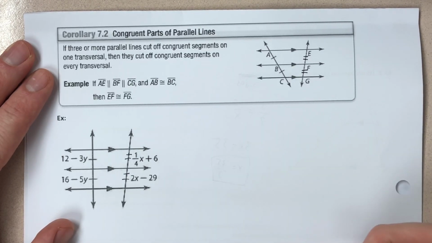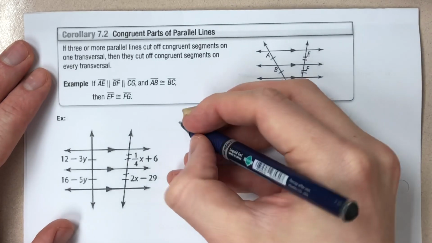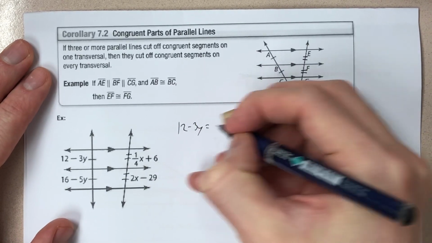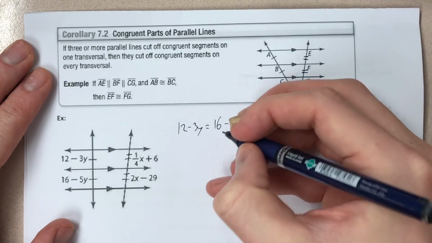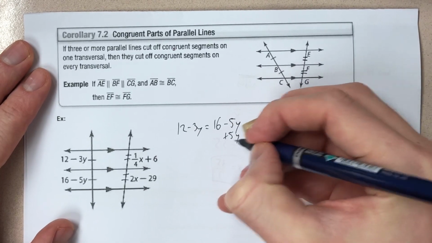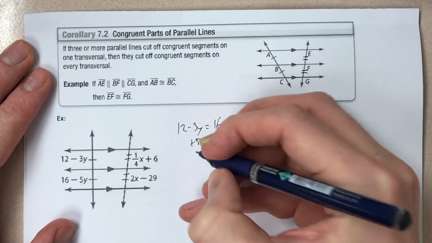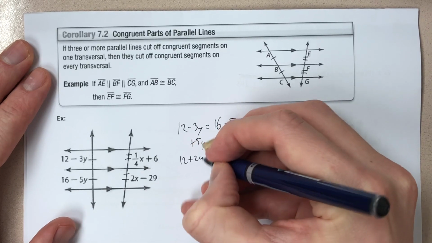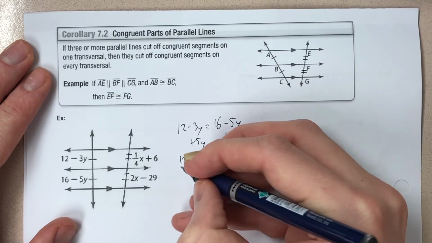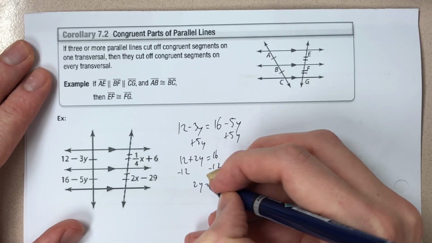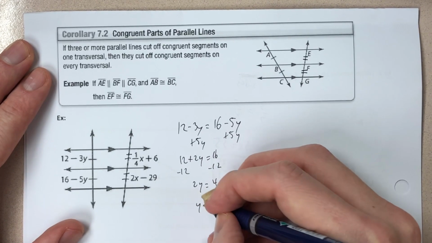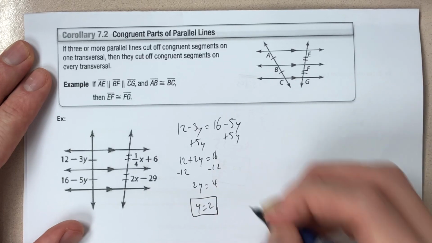So here we can say 12 minus 3y equals 16 minus 5y. If we add the 5y to the other side, we get 12 plus 2y equals 16. We subtract the 12 from both sides. We get 2y equals 4, so y equals 2.